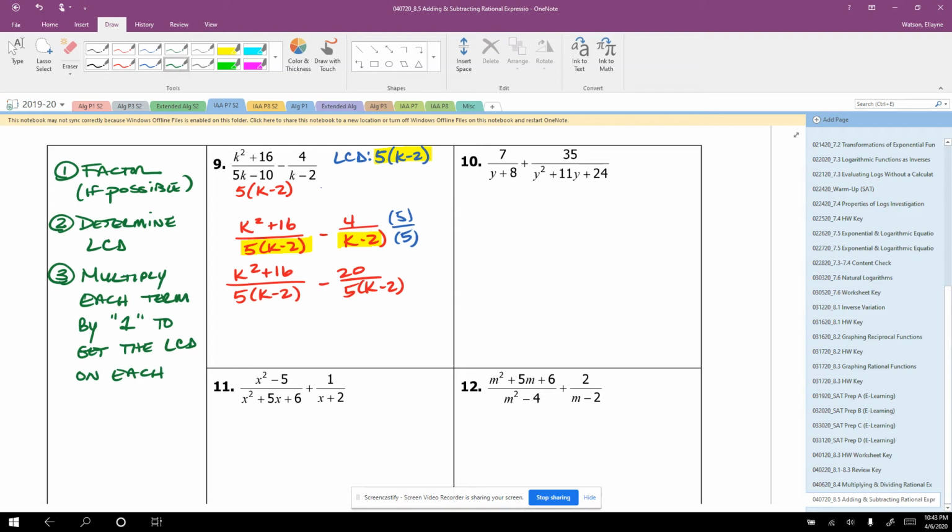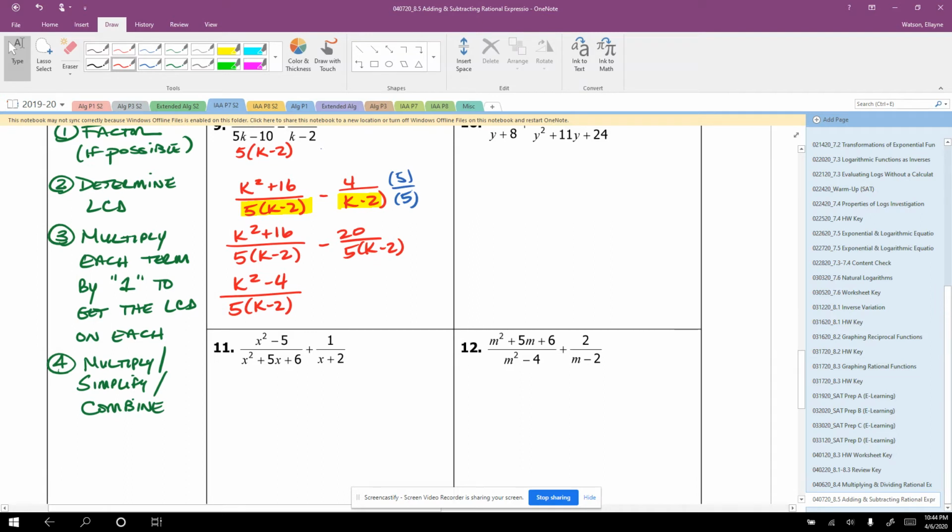Okay, so now the next step is going to be kind of a combination of stuff here, right? Multiply, simplify, combine. It's a little bit of everything depending on what your terms look like. Basically, I have the same common denominator, so now I can actually subtract them. Okay, so now I'm going to have k squared minus 4 all over 5 times k minus 2.